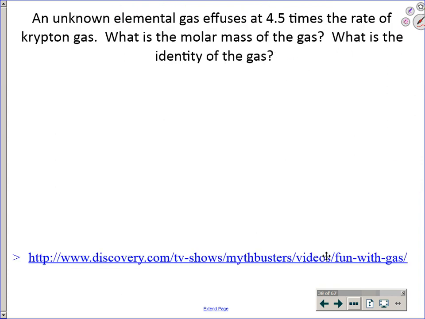Okay, so now I'm providing you with the rate of diffusion. Like the relative rate of diffusion is 4.5 times the rate of krypton gas. Sorry, the unknown elemental gas is 4.5 times faster than krypton gas. What is the molar mass of the gas? What's the identity of the gas? So think about what I've not provided you. Set that as X in your equation. See if you can figure it out.